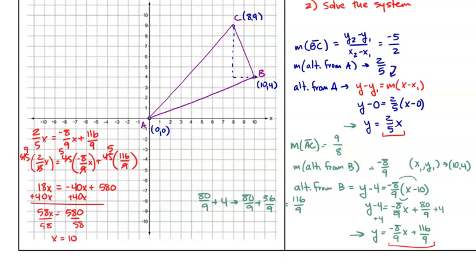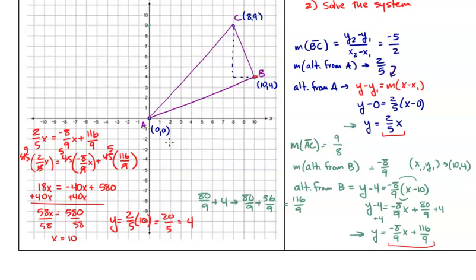Now to find the y-coordinate, I'm going to plug that 10 right back into here. I'm going to say y equals 2/5 times 10, which is going to be 20 over 5, which is equal to 4. So it appears as though my orthocenter is at 10, 4. But wait a minute, that's point B. Is that possible? Is it possible that my orthocenter is actually one of the corners?